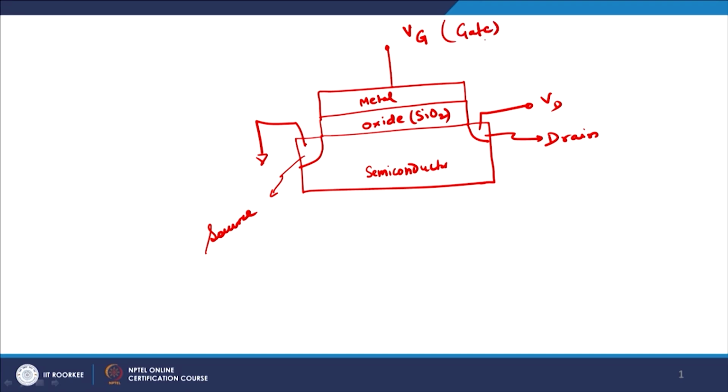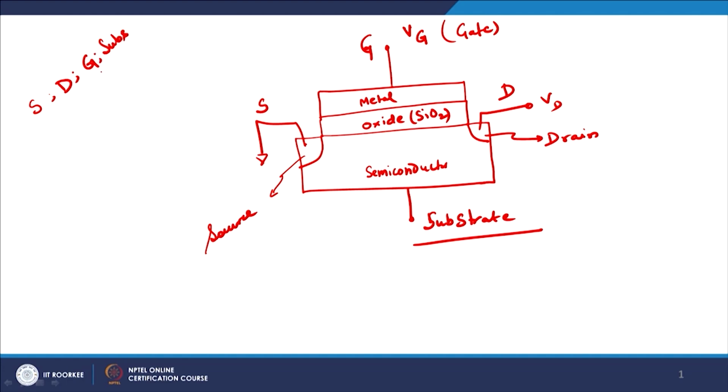So, if you look very carefully, it is basically a 3 terminal device at this stage. One is source, another is drain, another is gate, right. You also have a 4th terminal, which will come later on, and this is known as the substrate terminal. So, typically a MOS device has 4 terminals: source, drain, gate and substrate, right. It is a 4 terminal device.